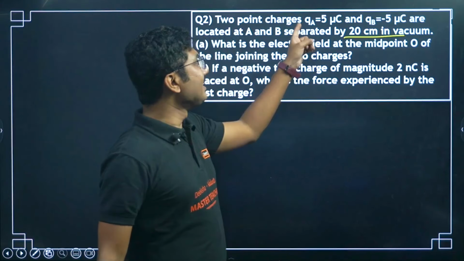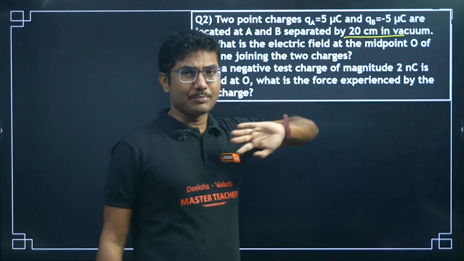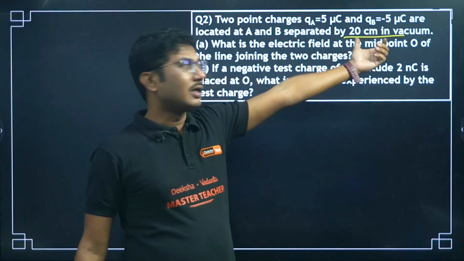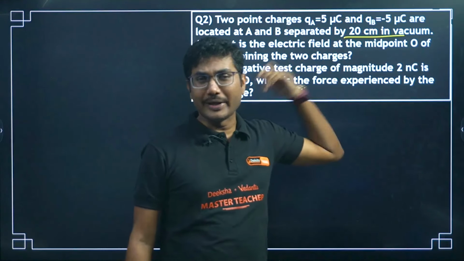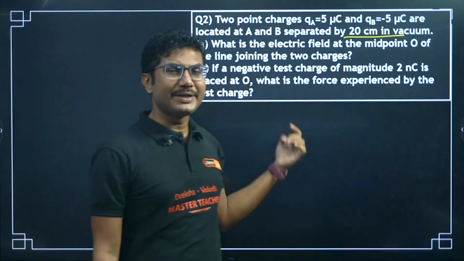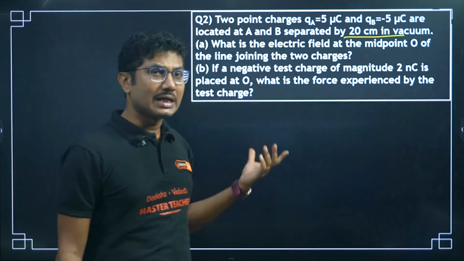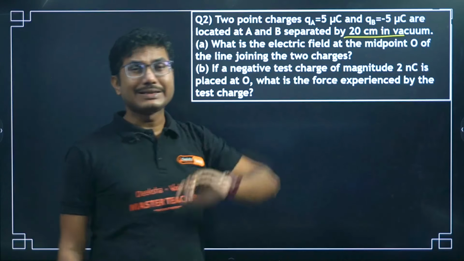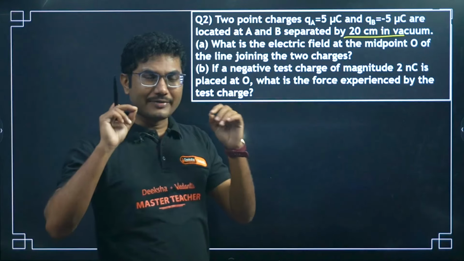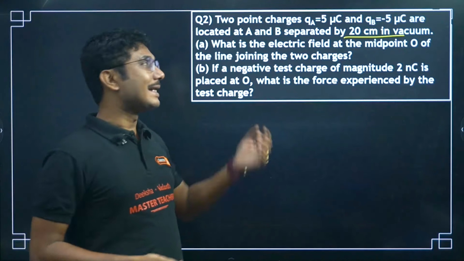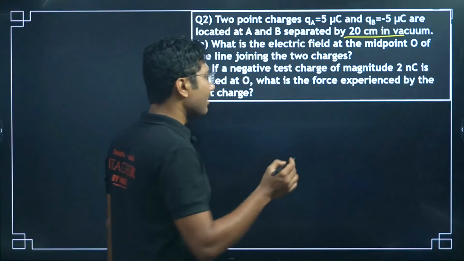So now you can see these two charges are like a dipole, but because the distance is quite high, 20 centimeter is high. If it is millimeter or micrometer, you can still consider them to be a dipole, but 20 centimeter is a very long distance. You can even measure it using your scale. That's why this is not a dipole. So don't get confused with this.